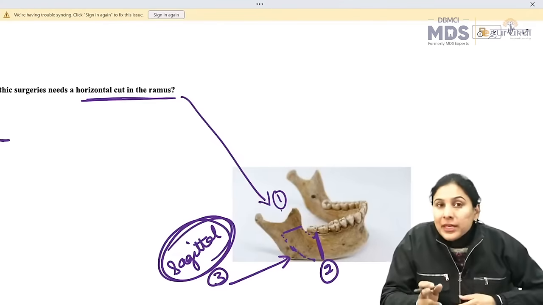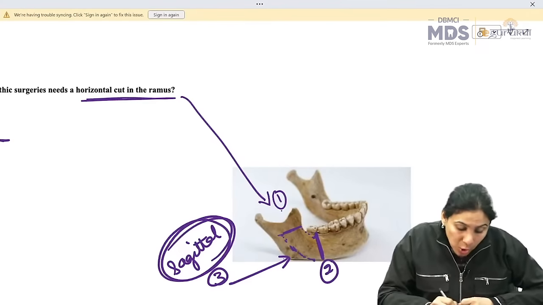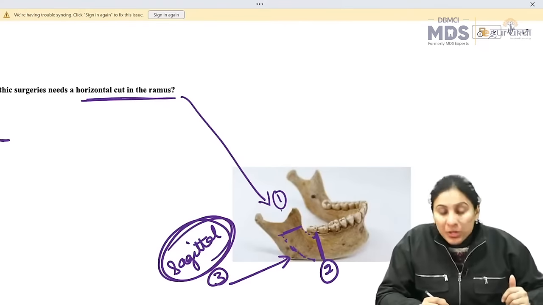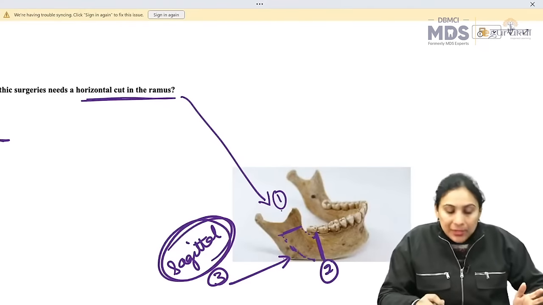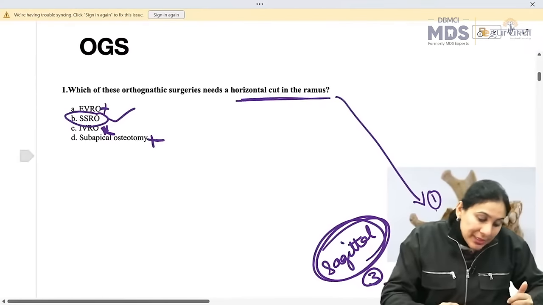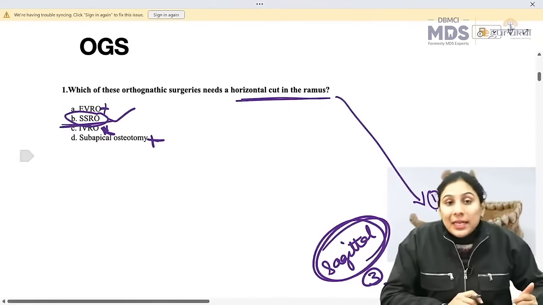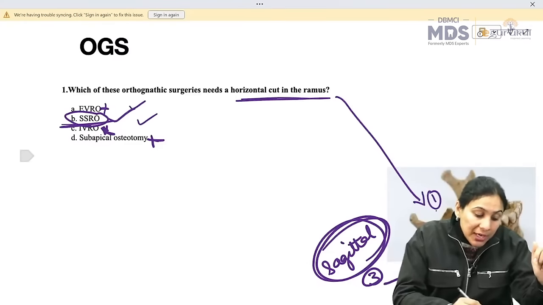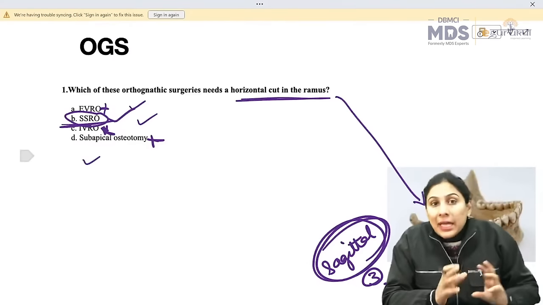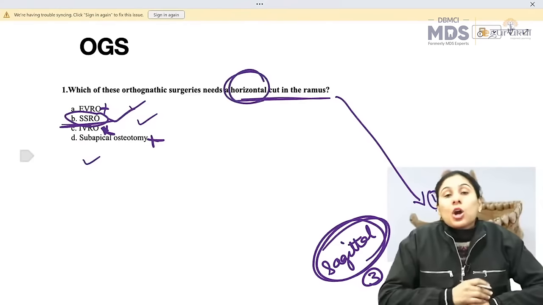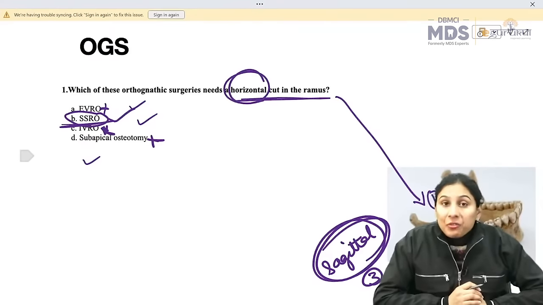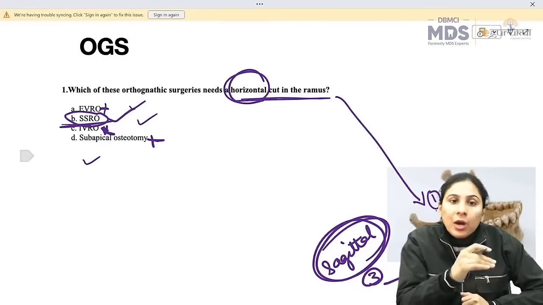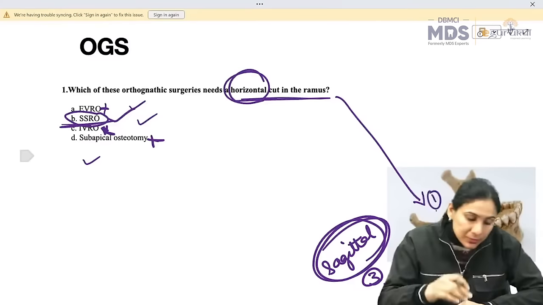To do a sagittal split ramus osteotomy, you have to put a horizontal cut in the ramus, a vertical stop cut in the body of the mandible, and connect them with a sagittal cut. So the correct answer to this question is sagittal split ramus osteotomy. It's a tricky question because this is vertical ramus, this is sagittal, this is subapical. None of the names have a horizontal osteotomy in it. So you have to know the osteotomy lines that we do in EVRO, IVRO, or SSRO.